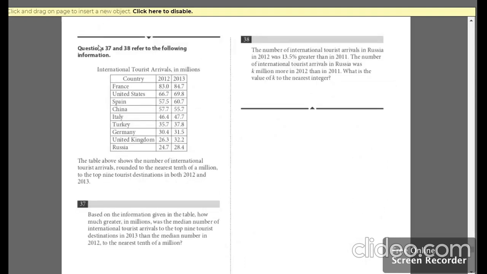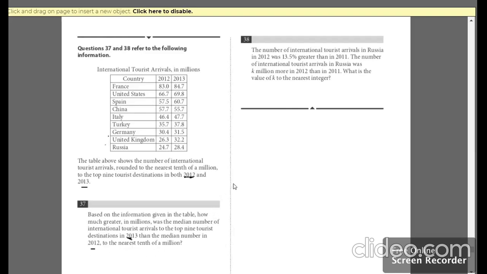So the last two questions we've got for the SAT practice test 9 section 4 are 37 and 38. We've got a table of information, international tourist arrivals in millions, for these 9 countries. What are they asking us from 2012 to 2013? Based on the information given in the table, how much greater in millions was the median number of international tourist arrivals in 2013 than in 2012?